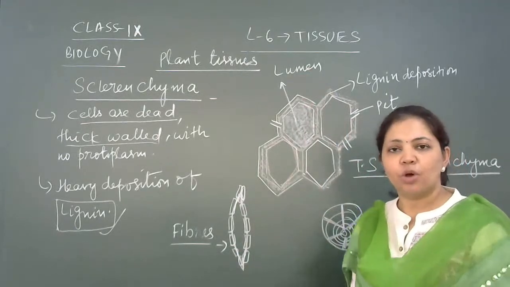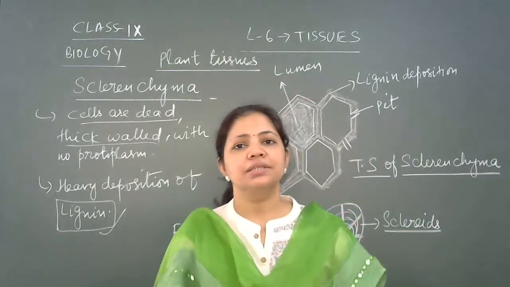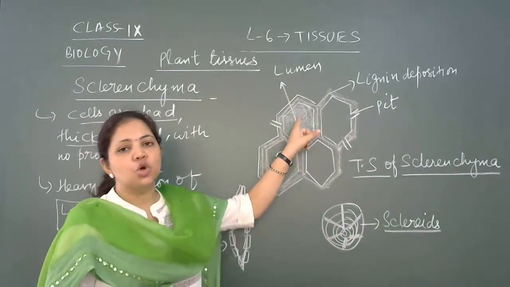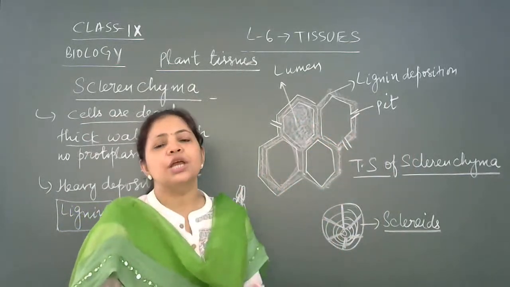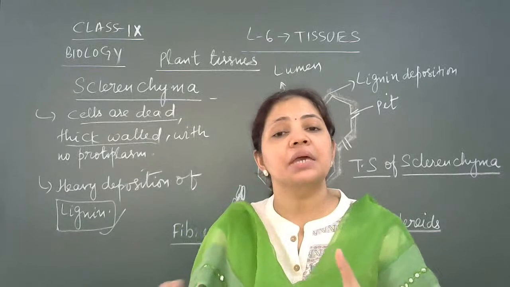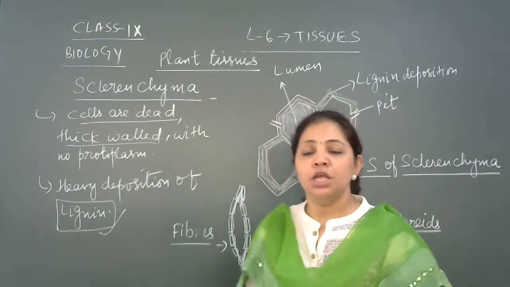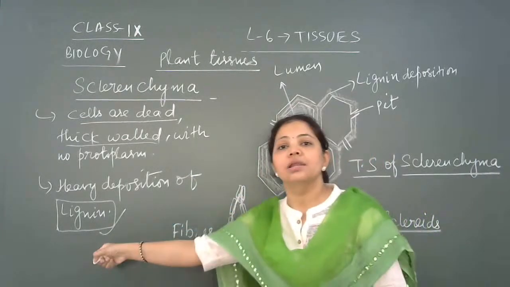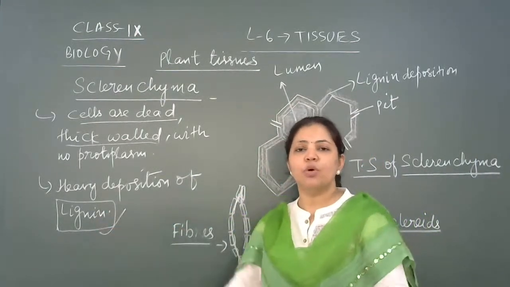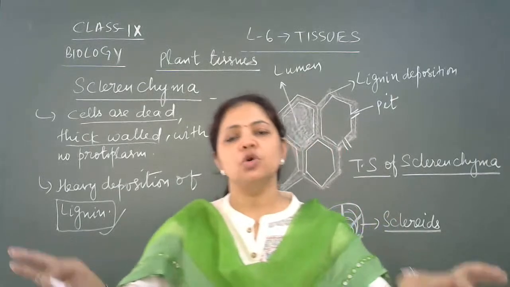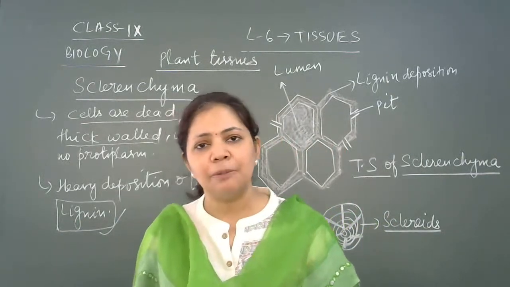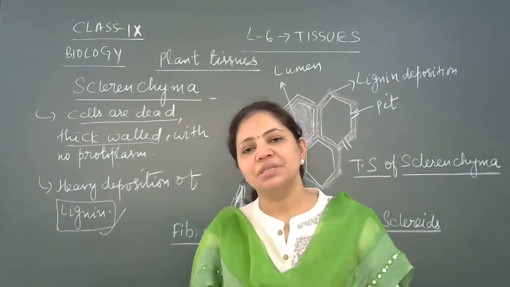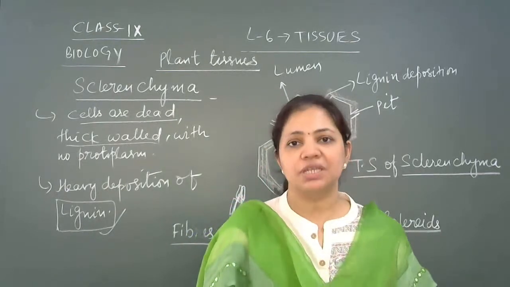So sometimes this deposition becomes so heavy that the cell lumen remains totally absent, or it is just negligible, meaning almost none, right? So that is because of the heavy deposition of the material called lignin. And that heavy deposition gradually removes all the protoplasm of the cell. And we know that protoplasm is the life-giving substance of the cell.